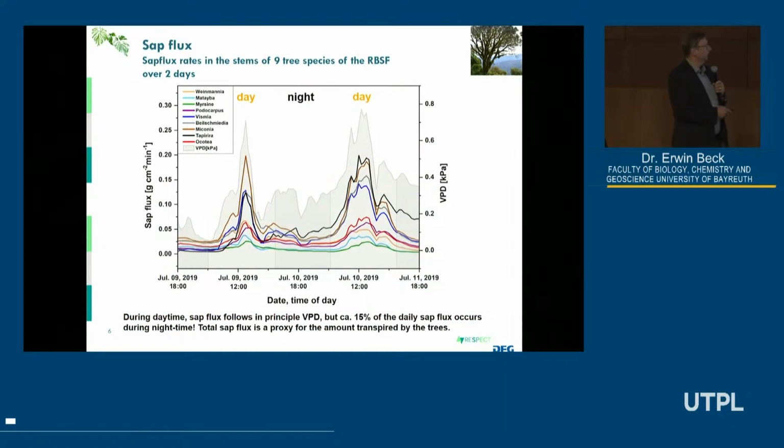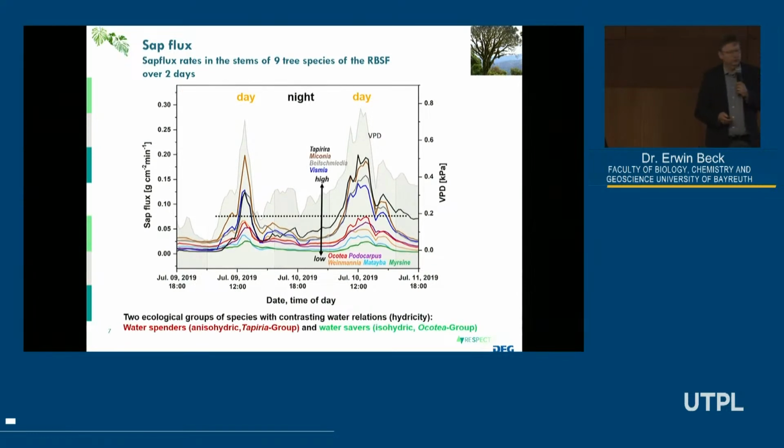And here I show you an example of sap flux rates measured over 2 daily cycles from 9 different tree species. In the background, a little bit faint, in gray, you see the vapor pressure deficit of the atmosphere, and of course it follows closely these day and night rhythms. Looking closer at the sap flux rates of the different tree species, it is obvious that we can distinguish different groups. Well, in general, we can observe that during daytime, most of the sap flux, of course, follows the VPD, but interestingly, during nighttime, there's still about 15% of the daily sap flux.